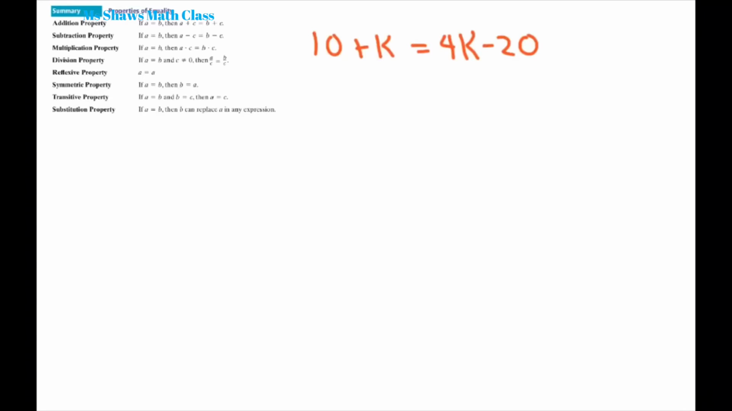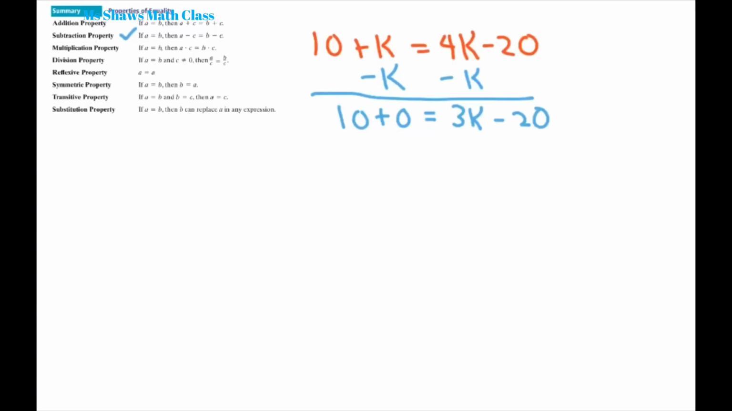So here's our first problem. And the first thing we're going to do is isolate our k value. We're going to subtract k from both sides of the equation. That's called the subtraction property of equality. So we're going to get 10 plus 0 equals, you have 4k minus a k, which is 1k, that's 3k, and bring down the 20.